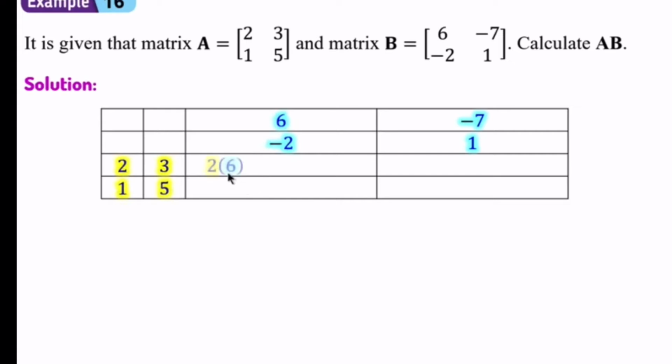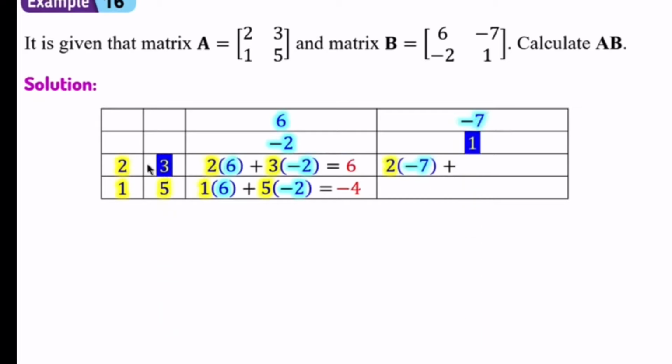So it's 2 times 6 plus 3, at the row 1, times the negative 2, right? So the answer is 12 minus 6, which is 6. The other one for row 2 is 1 times 6 plus 5 times negative 2. That is how you do multiplication of the matrix by using rows and columns. Then 2 times negative 7 plus 3 times 1.